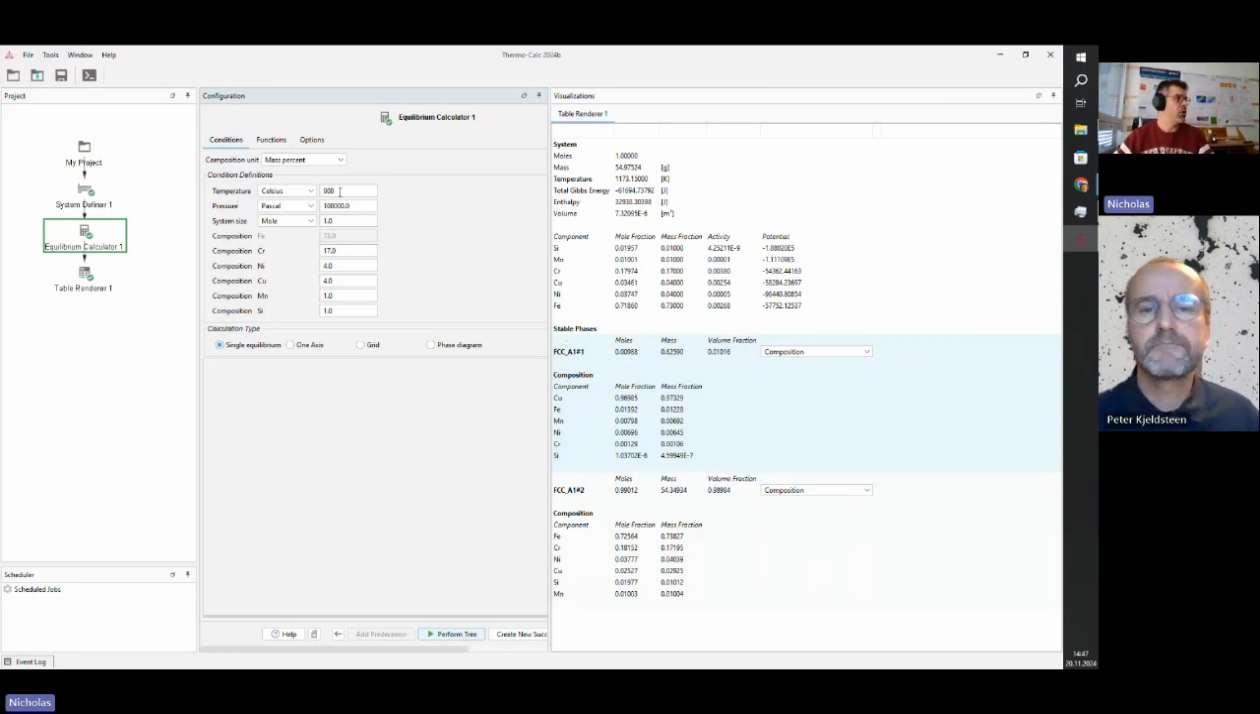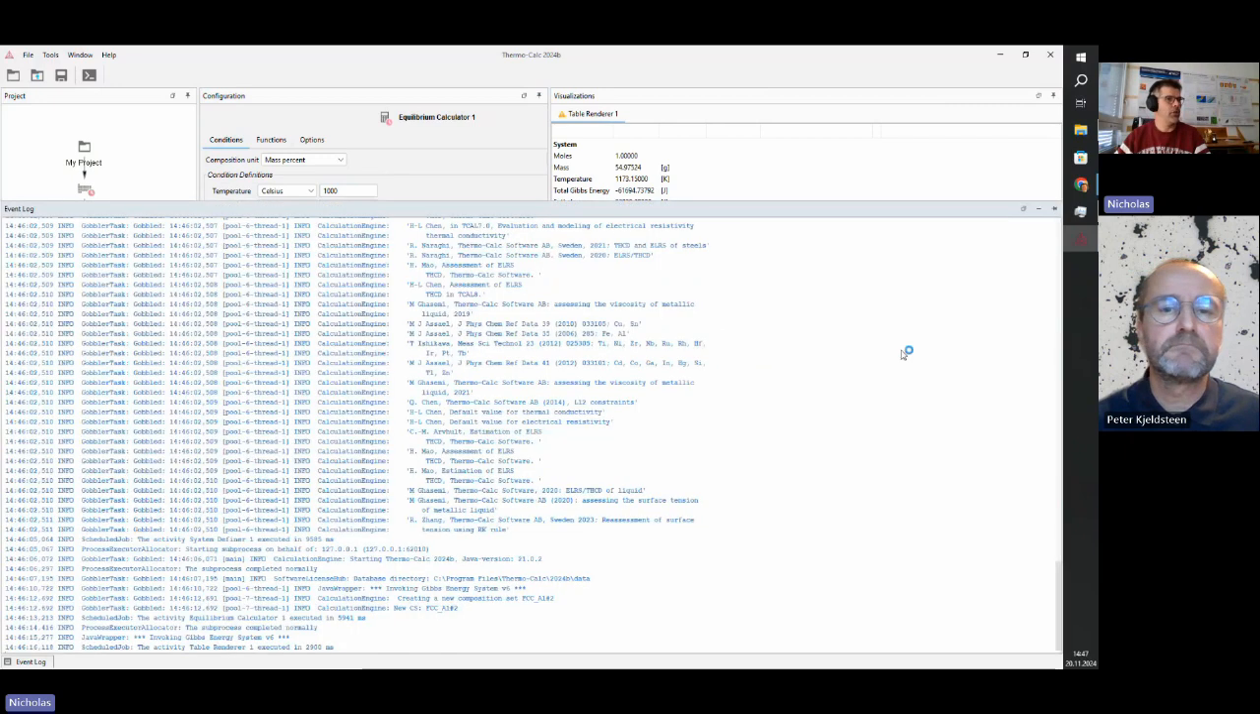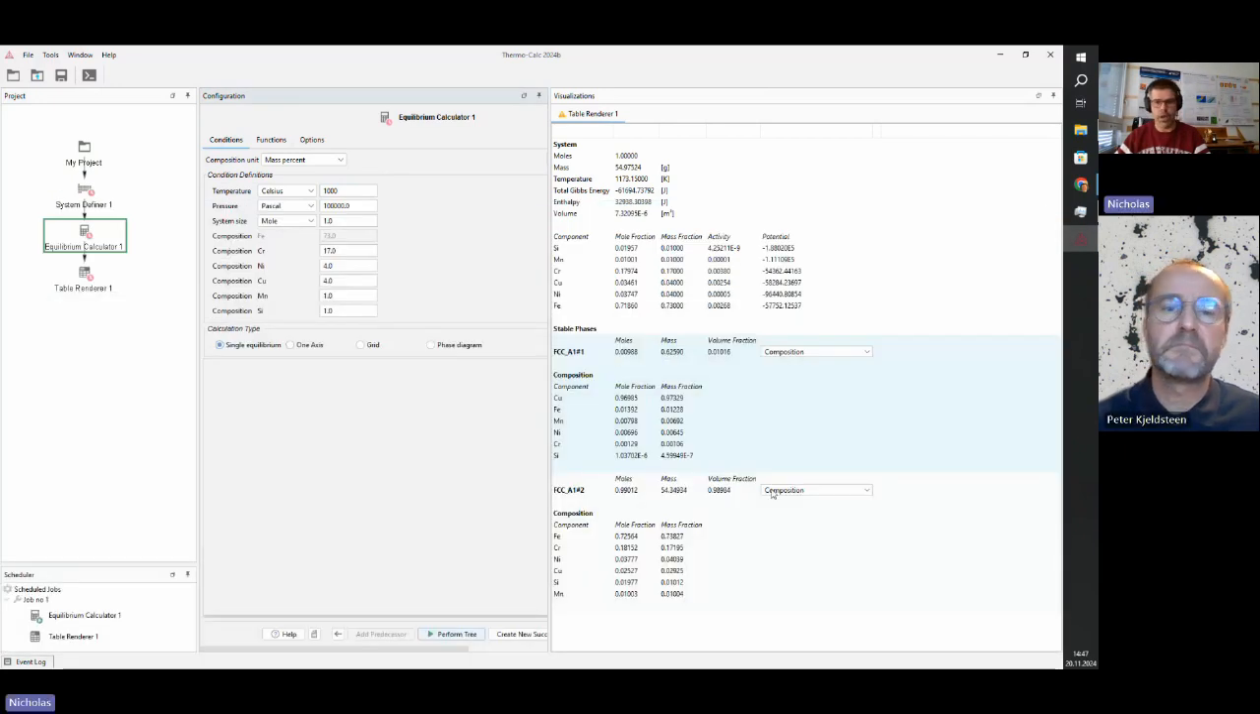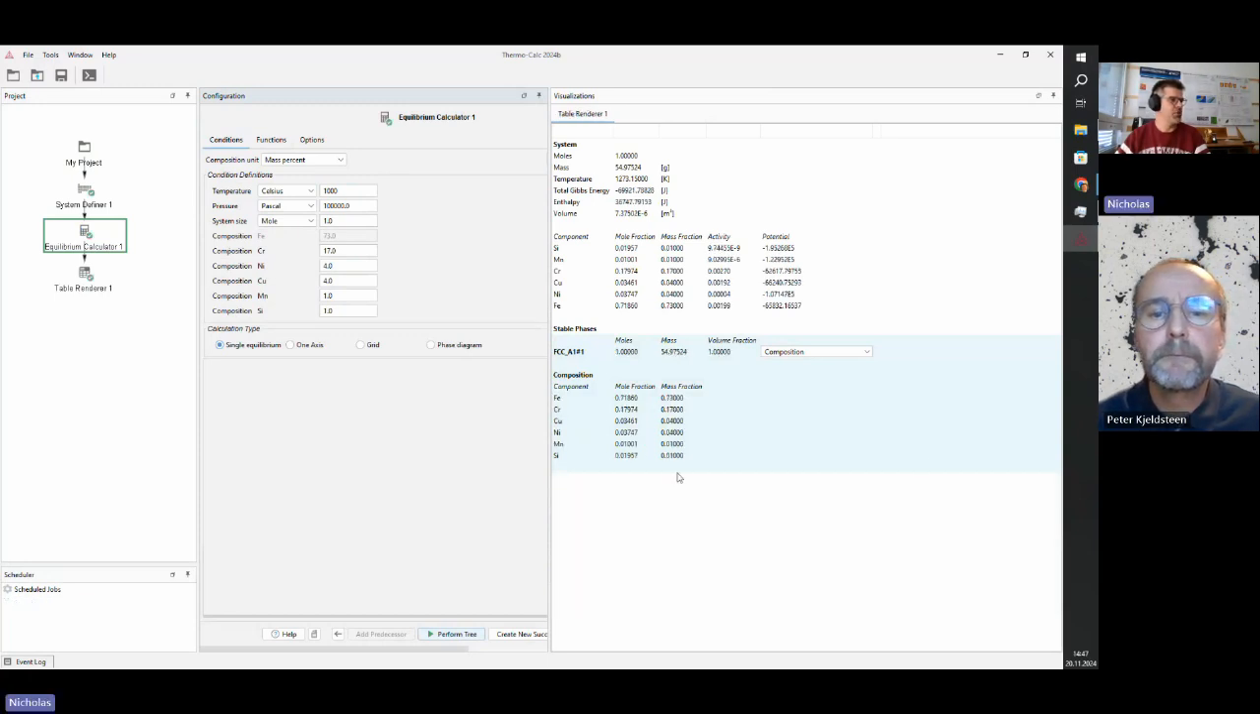And I can quickly go to 1,000 degrees, and that'll show you why I didn't do my normal calculation at 1,000 degrees Celsius. If I do it at 1,000, it disappears. So something's happening here.